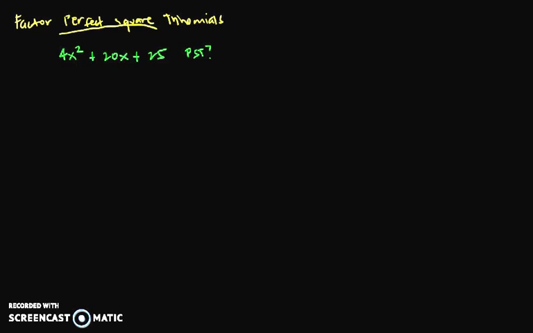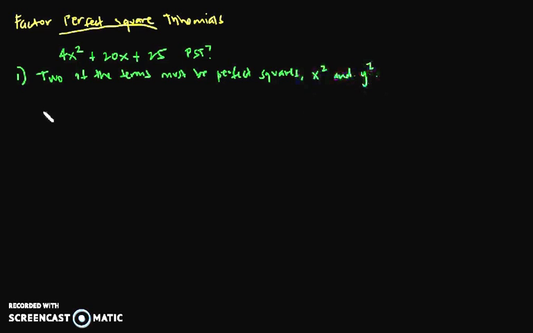So number one, two of the terms must be perfect squares, and that is x squared and y squared. Number two, there must be no minus sign before x squared or y squared.